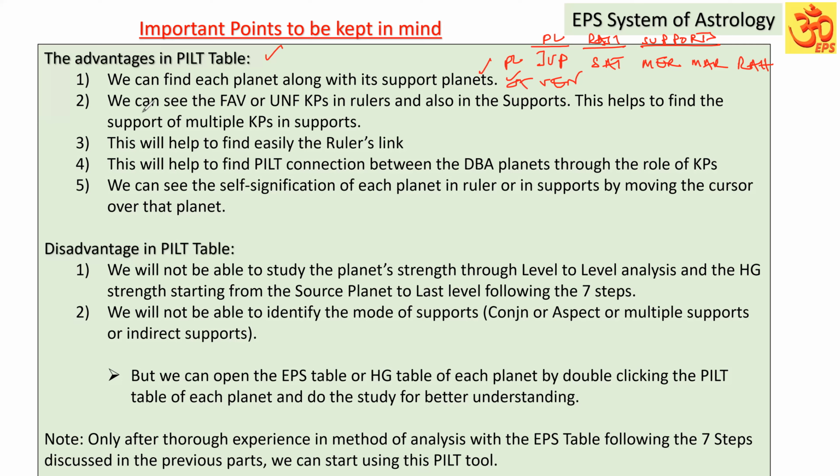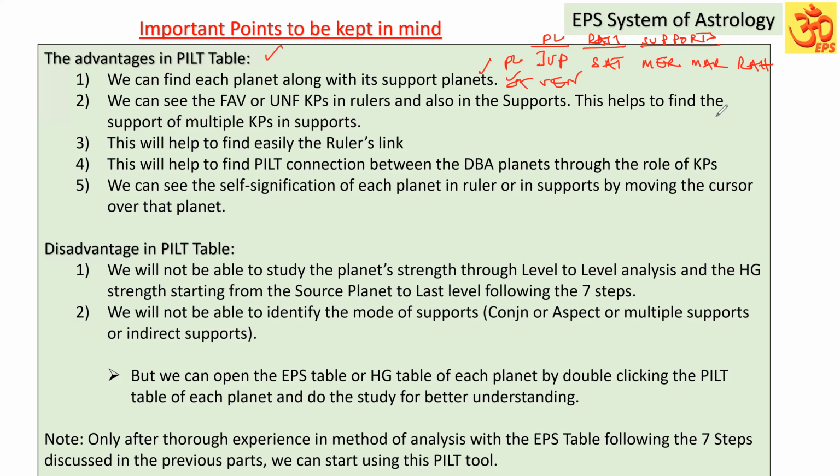Second point, we can see the favorable and unfavorable key planets in its rulers and also in supports. By way of the selection process, which I am going to explain, we can find favorable and unfavorable key planets in their rulers, planet, star lord, sublord, or if they are present in the support columns, we can also see them on the same screen.